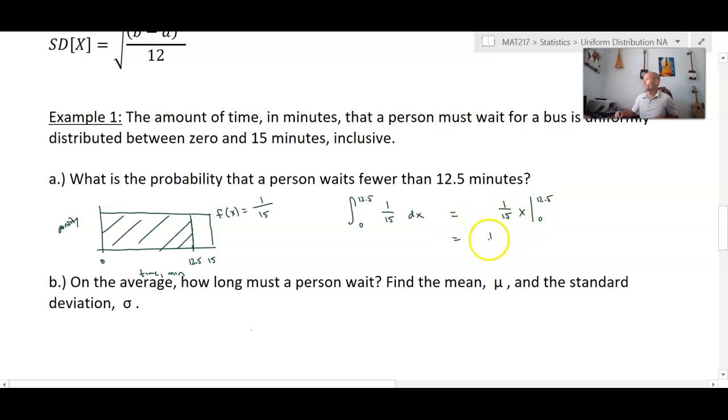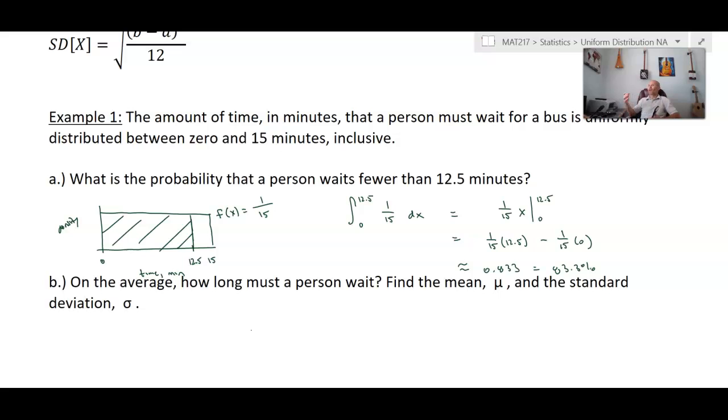So what do we do? Well, we can plug in the endpoints and subtract the evaluations at those endpoints. So we have 12 and a half 15ths, and lo and behold, 12 and a half 15ths comes out to about 0.833. So that's equal to 83.3%. So there's a pretty good chance that you're not going to have to wait the full 15 minutes. There's an 83.3% chance that a person waits fewer than 12 and a half minutes.